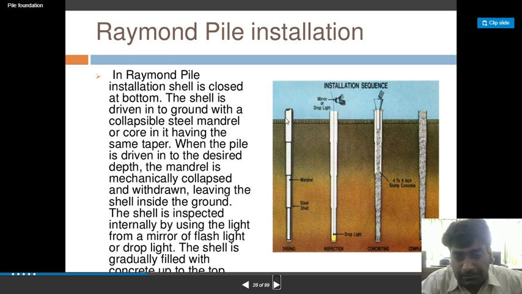So first of all, we drive a steel shell which is called a mandrel, and after that we provide a mirror or drop light for inspection, and then we do concreting. Concrete with a slump of 4 to 6 inch is poured here, and this is the completed pile. Are you understanding? First of all, we are driving the steel shell, that is called the mandrel, and for inspection purposes we are dropping the light, and after that we are pouring the concrete, having a slump value of 4 to 6 inch. After concreting, the pile is completed.